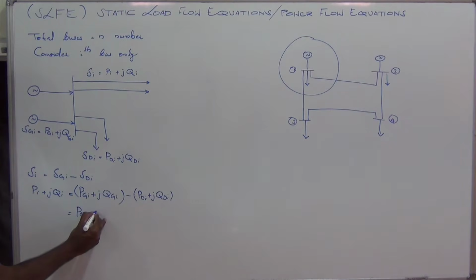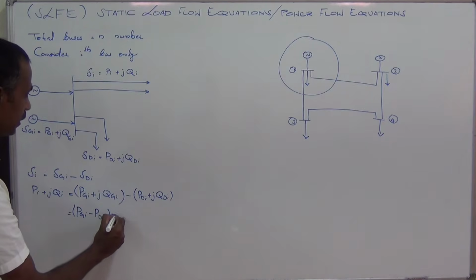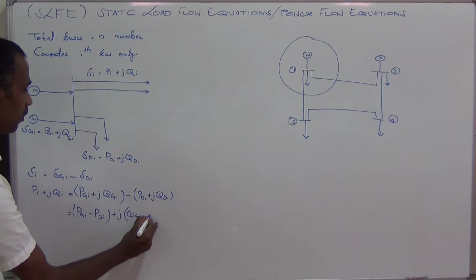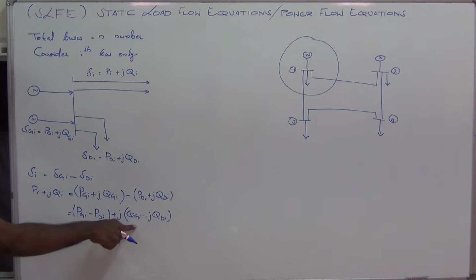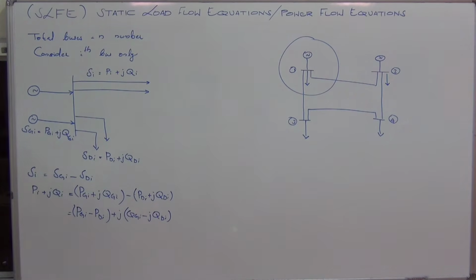Or this can be written as PGi minus PDi. This is the generated active power minus the active power demand, plus j into QGi minus j into QDi. It is the generated reactive power minus the reactive power demand at the same ith bus. So this is the power transmitted.